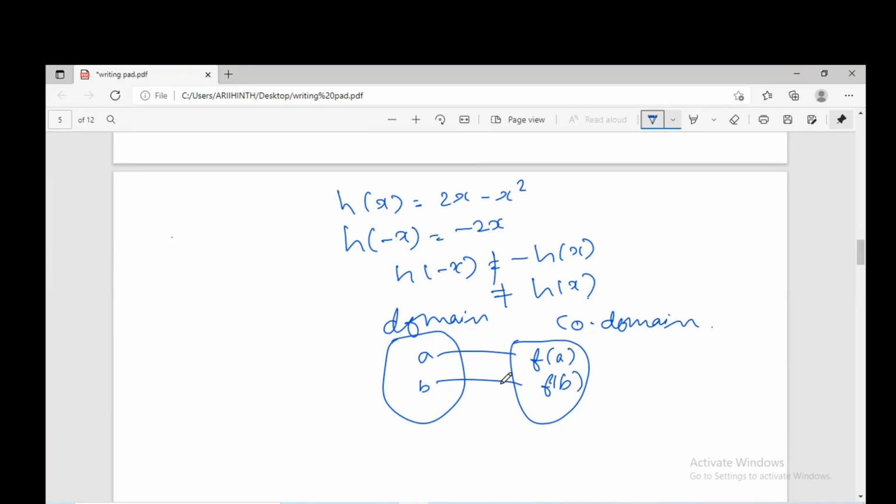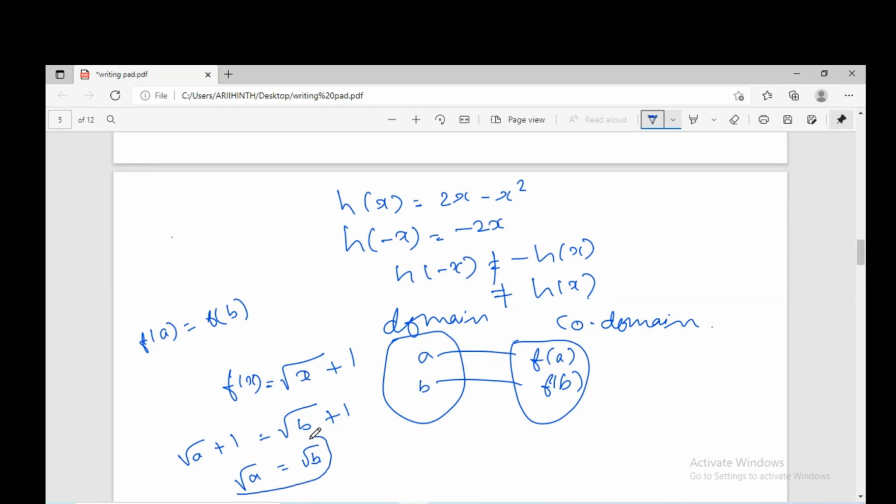Now here the function is f of x equal to root of x plus 1. I'm considering two values, where f of a is equal to f of b. Now root of a plus 1 is equal to root of b plus 1. Therefore root a is equal to root b. So the function f of x equal to root x plus 1 is a one-to-one function. Here root a is an image in the domain which has a pre-image in the co-domain as root b.